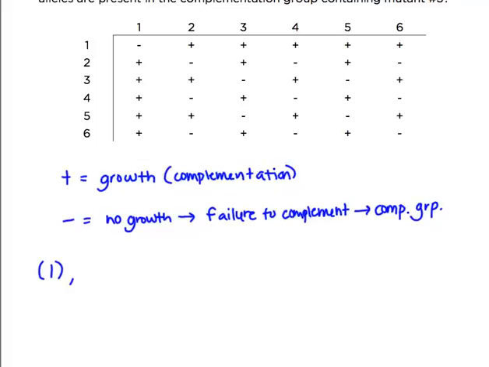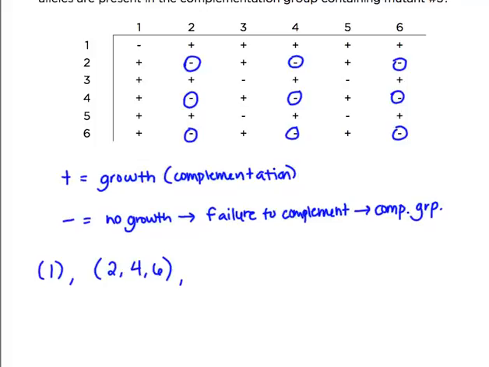Now if you look at 2, it fails to complement with itself, which is expected, but it also fails to complement with 4 and with 6. So if you want to double check, you can look in the 4 and 6 columns and see that it's always 2, 4, 6 that are failing to complement with each other. So therefore we know that 2, 4, and 6 are in another complementation group.